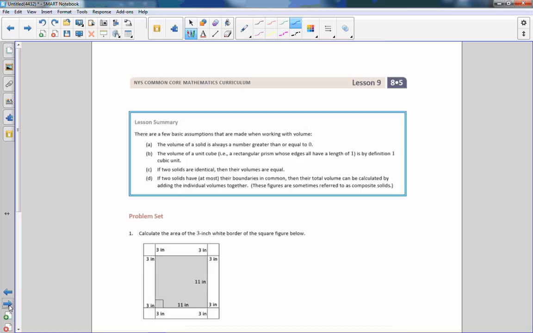7 through 10. Okay, that is the end of lesson 9. Review this lesson summary and go do your problem set.